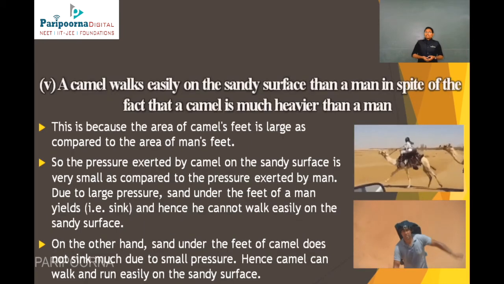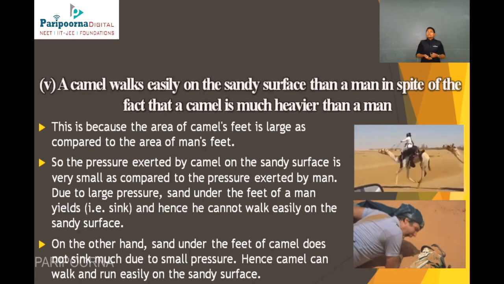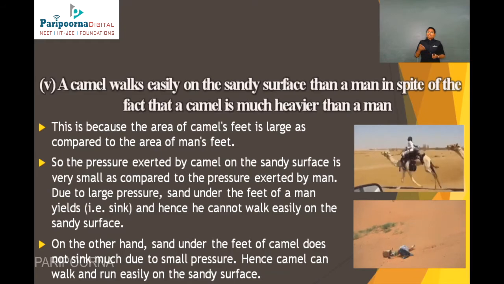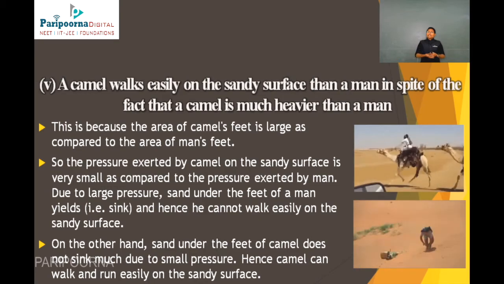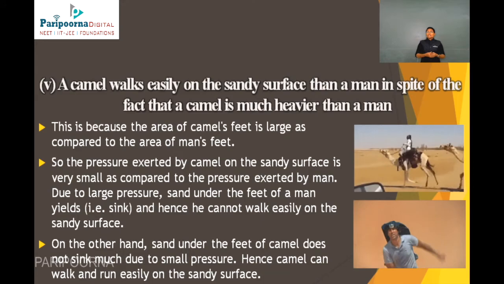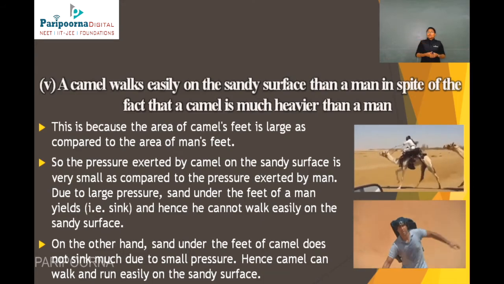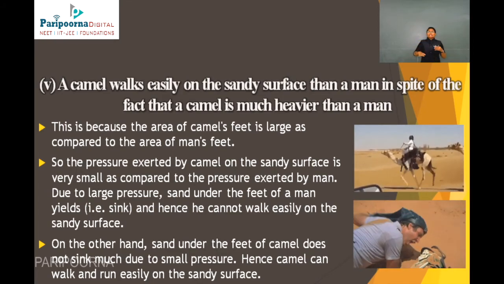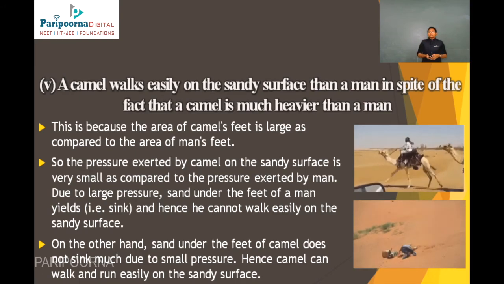So we can give only a small amount of force, and the nail will get into the surface. Likewise, a camel can walk easily on a sandy surface, unlike a man, in spite of the fact that the camel is much heavier than a man. It is because the camel has a large area of foot. That's why even the camel can run on sandy surfaces. But the feet of a man will yield a large pressure. Therefore, our leg will go into the sand and it is very difficult to walk on sand. But the camel can even run on the sand.